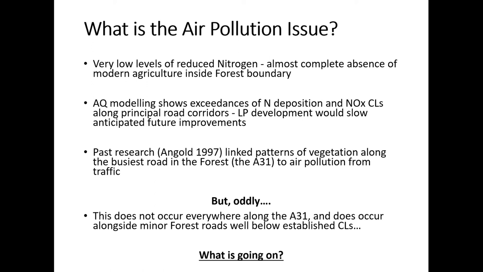What is the air pollution issue? Well, it's not reduced nitrogen, it's not fertilizer. As a result of the almost total absence of modern agriculture inside the forest boundary, there are very low levels of prevailing ammonia and reduced forms of nitrogen. But air quality modeling shows that the busier roads that bisect the forest, link to principal settlements, and in particular the A31 that cuts through the northern part of the forest, there's an issue with oxidized forms of nitrogen associated with traffic, potentially affecting habitats along those road corridors.